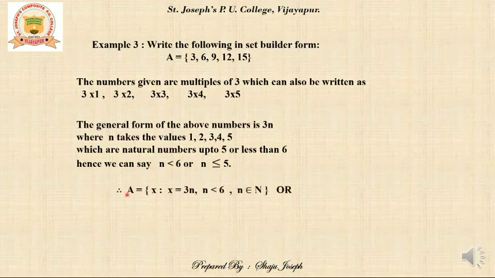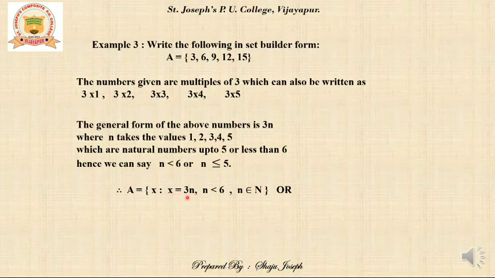So now using this knowledge we can write A is a set of all x. Let me remind you that we can use x, y, z, any letter. I am using x here, just a convention. A is a set of all x such that x is equal to 3n.